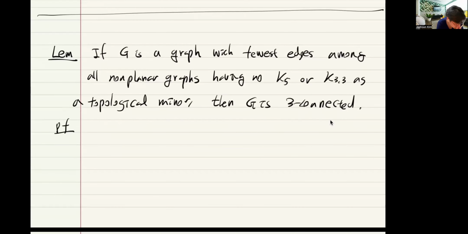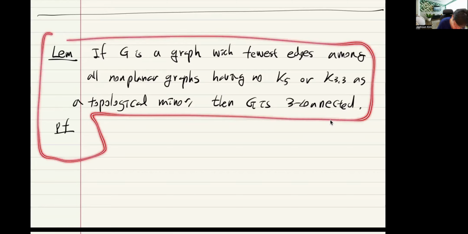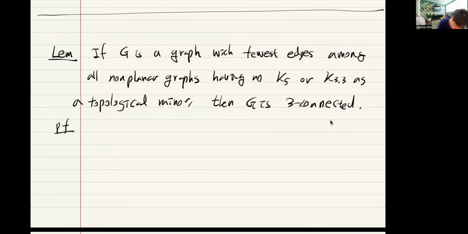So now we want to prove Kuratowski's theorem. For that, we first prove this lemma. What does this lemma say? If G is a graph with the smallest possible number of edges among all non-planar graphs having no Kuratowski subgraph, then it is three-connected.